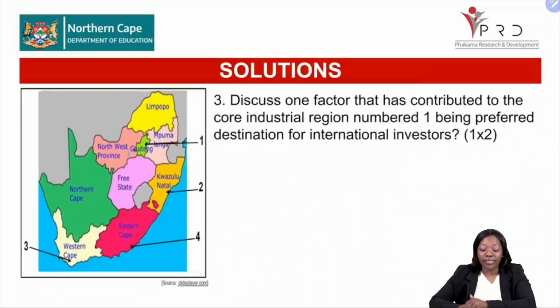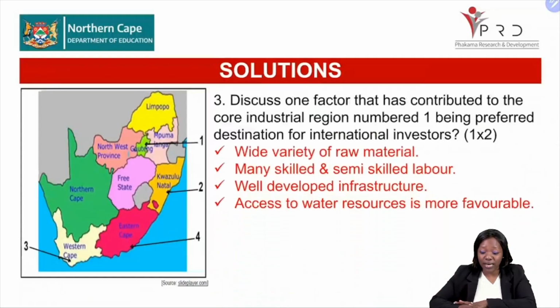Then your number 3, you were supposed to discuss one factor that has contributed to the core industrial region number 1 being a preferred destination for international investors. Why? Because there is a wide variety of raw material, which means the international investors will be investing in something that can be useful. Then there are so many people who are being attracted to this region. So what does it mean? It means the labor force is catered for in terms of your skilled as well as your semi-skilled labor.